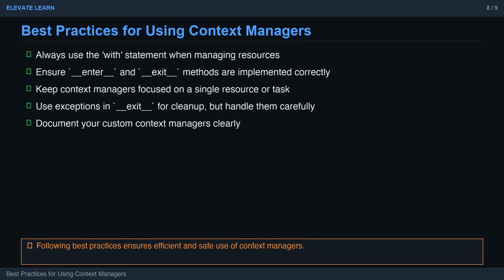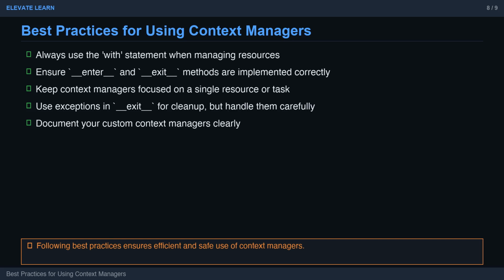Welcome to our tutorial on best practices for using context managers in Python. Let's dive into some key points you should always follow. First, whenever you need to manage resources like files or database connections, use the with statement. It ensures proper cleanup even if errors occur. Second, make sure your custom context manager has both __enter__ and __exit__ methods implemented correctly.